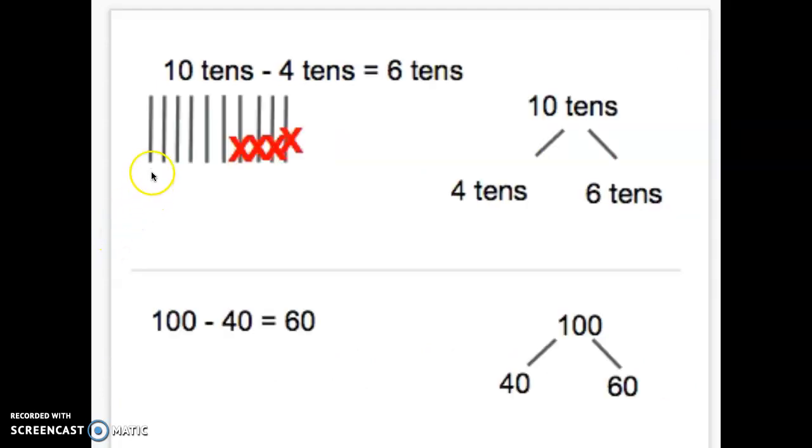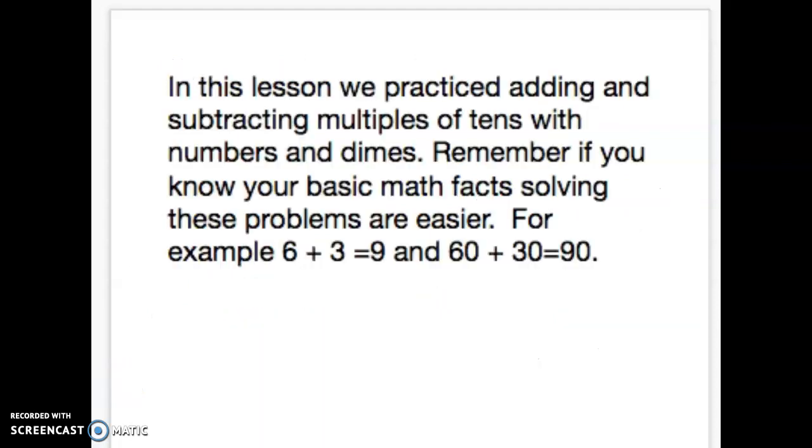Here's my quick 10 drawing. I had 10 tens, and I'm going to subtract 4 of those. So I'm going to mark off 4 tens. When I have 10 tens and I subtract 4 tens, it leaves me with 6 tens. So 10 tens minus 4 tens equals 6 tens. 100 minus 40 equals 60. That's my number bond. So in this lesson, we practice adding and subtracting multiples of tens with numbers and dimes.